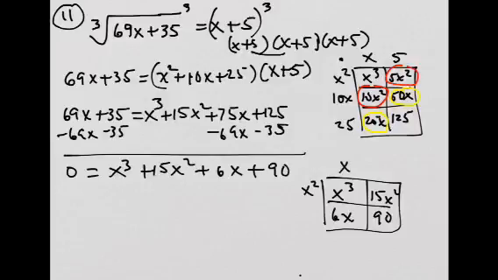So x times x squared is x cubed, 15 times x squared is 15x squared, and 6 times x is 6x, and 15 times 6 is 90. So this works. What this tells you is that x plus 15 is one factor and x squared plus 6 is the other factor. Okay, so we're solving for x.